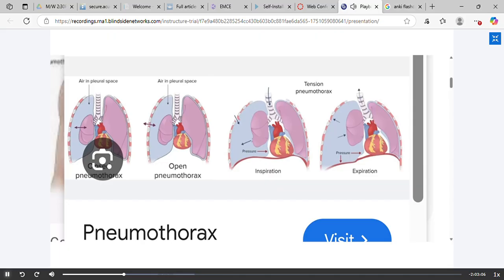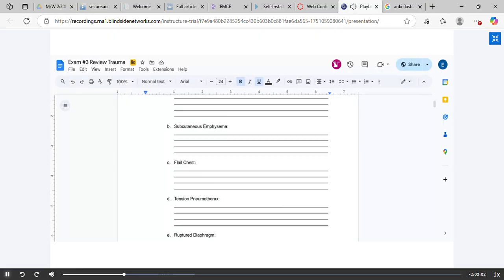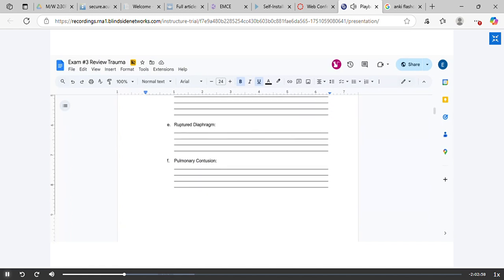So let's get back to here. So we talked about tension pneumo. We talked about the other ones above it. So now let's move on to ruptured diaphragm. So your ruptured diaphragm, first off, everybody remembers where your diaphragm is. It is the most inferior portion of your thoracic cavity and the most superior portion of your abdominal cavity, right?